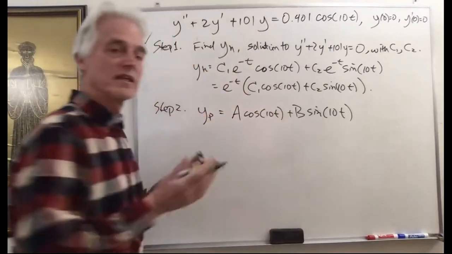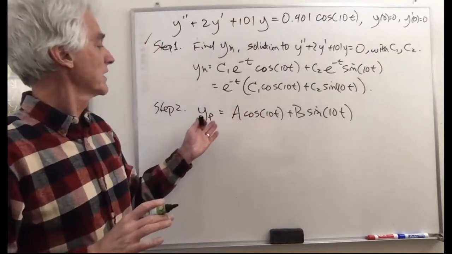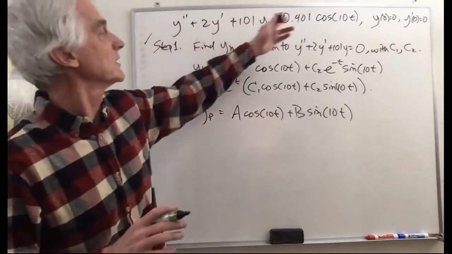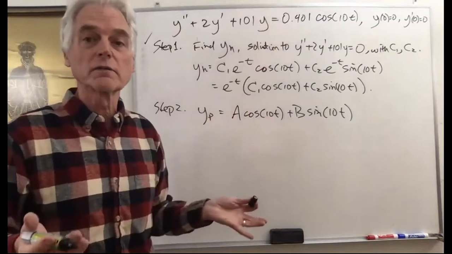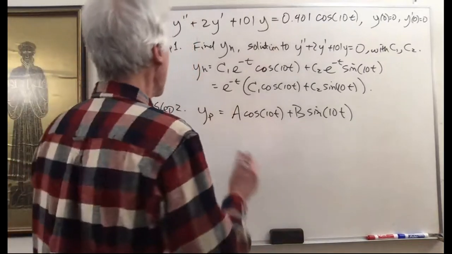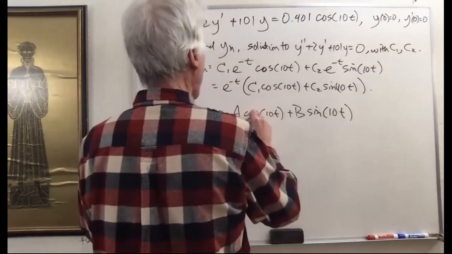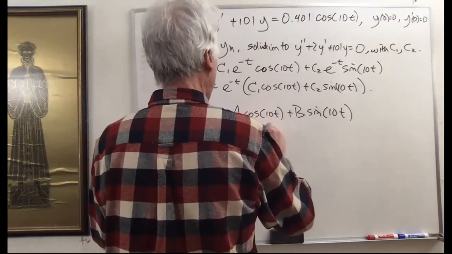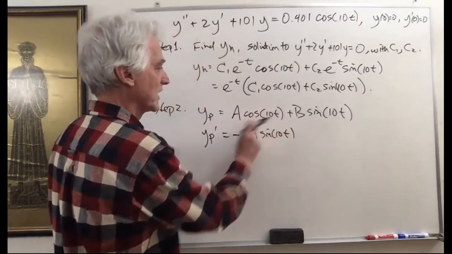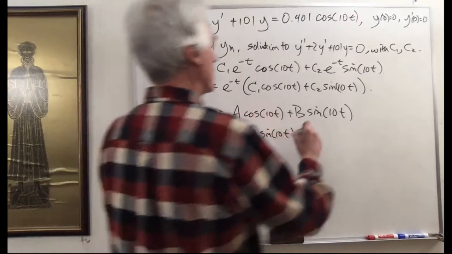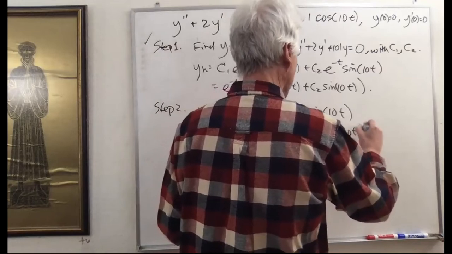So now, a and b are the undetermined coefficients. I'm going to plug this yp into this differential equation and solve for a and b that make it work. Okay? So let's do the derivative. What is yp prime? Minus 10a sine of 10t, because the derivative of cosine is negative sine, and then times 10 from the chain rule. Then I get plus 10b cos of 10t.